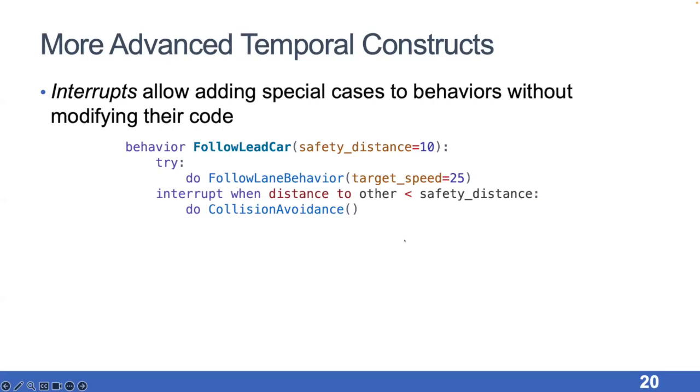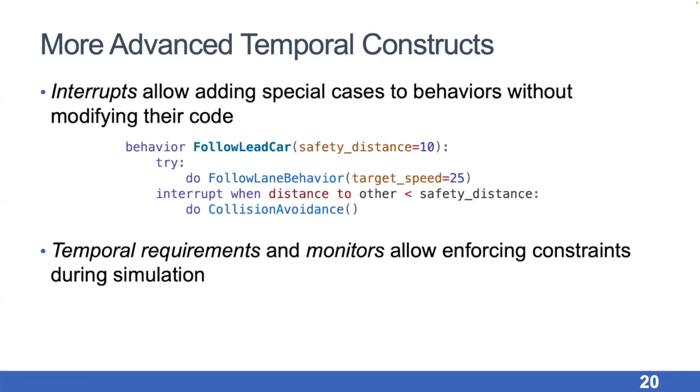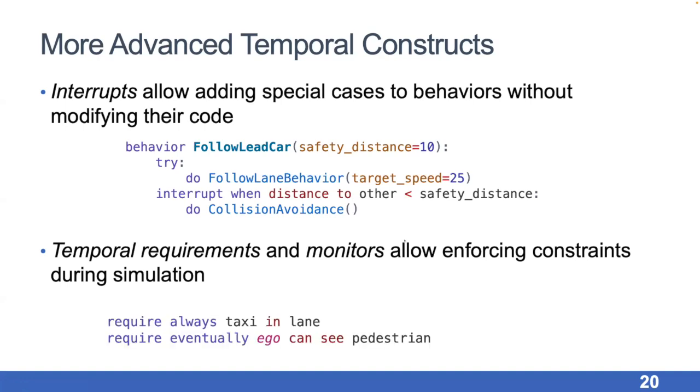We also saw earlier how you can put requirements on SCENIC programs, like there are some built-in requirements, like objects cannot collide. You can do a similar thing for dynamic simulations. So for example, we could say, I only want simulations where this taxi stays in this same lane for the entire simulation. Or I want at least at one time during the simulation, the ego can see the pedestrian, something like that. And SCENIC will monitor to see if these requirements are satisfied, and if not, it will reject the simulation and try to find a new one.